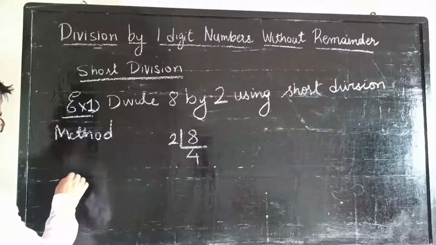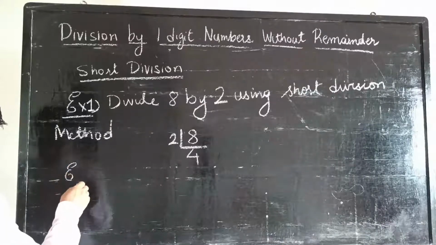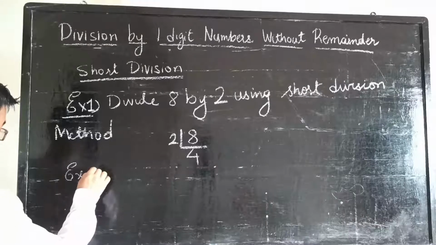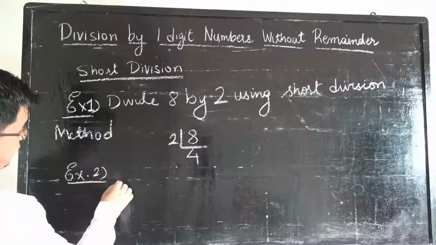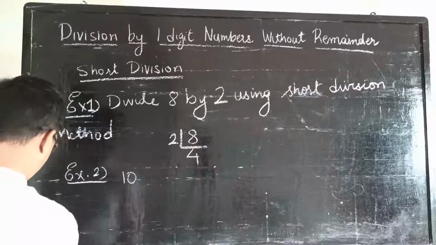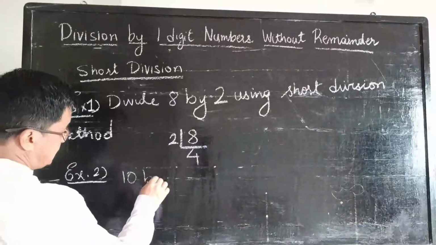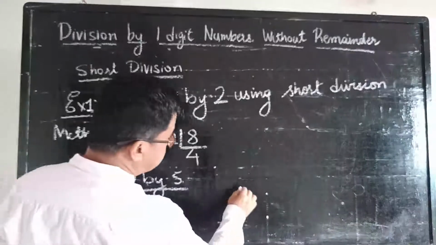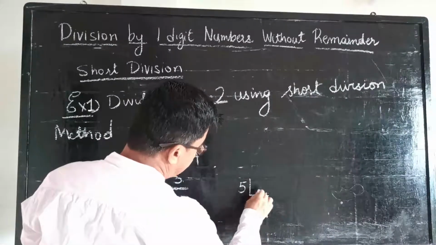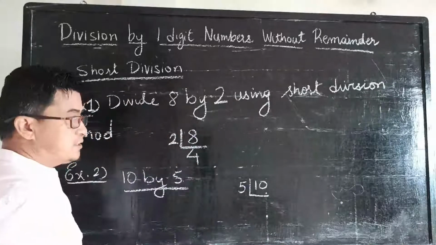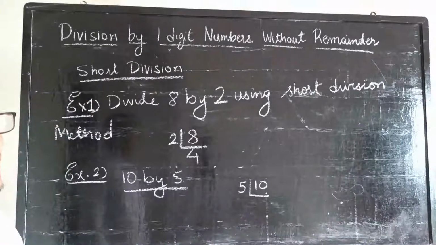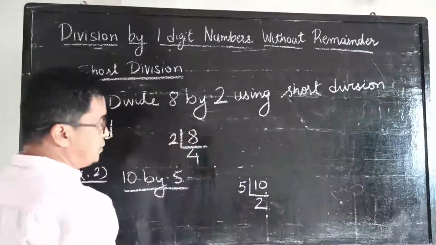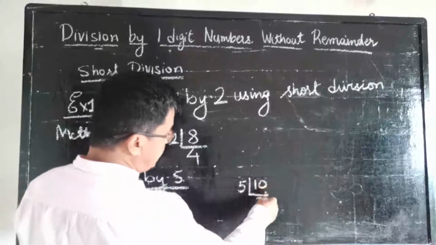Now example 2. Divide 10 by 5. This is also the short division method. Now you write the divisor here and the dividend inside. 5 ones are 5, 5 twos are 10. So this is the quotient. This is the divisor, dividend and the quotient.